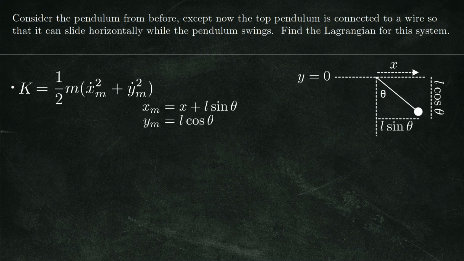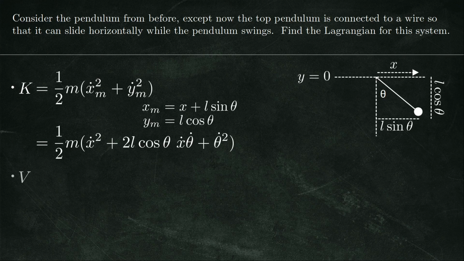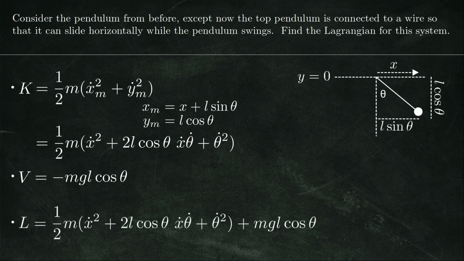And the vertical position of the pendulum just comes from the angle of the pendulum. So subbing this in, we get the kinetic energy here in terms of x and theta. Then to get the potential energy, well, this is still just gravitational potential energy. This is exactly the same as in a normal fixed pendulum. So minus mgl cos theta. And then we put this all together and we get our Lagrangian.